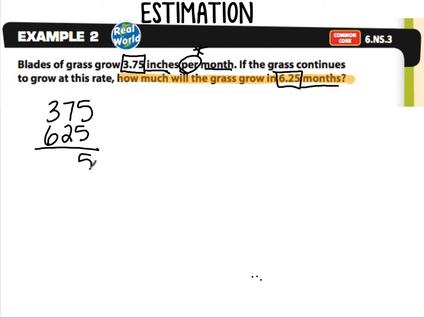5 times 5 is 25, carry the 2. 7 and 5 is 35, plus 2 is 37, carry the 3. 3 and 5 is 15, plus 3 is 18, and then I have to put my placeholder. 5 times 2 is 10, carry the 1. 7 times 2 is 14, plus 1 is 15, carry the 1. 3 times 2 is 6, plus 1 is 7. And then now I have to add 2 zeros for those placeholders.